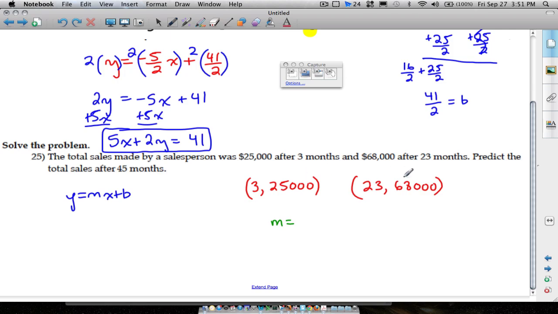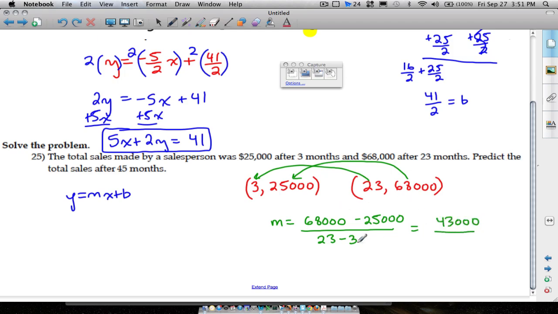m equals, let's take our y values and subtract them. I'm going to go this way just to get positive numbers. So we have 68,000 minus 25,000 over 23 minus 3. So really what I'm doing here is taking y2 minus y1 over x2 minus x1. 68,000 minus 25,000 gives us 43,000 over 23 minus 3, that's going to be 20. And let's divide that. 43,000 divided by 20, we get 2150. That is going to be our slope. That's the number we want to plug in right there.